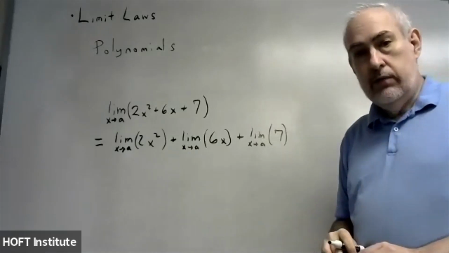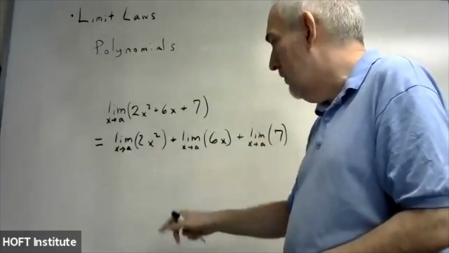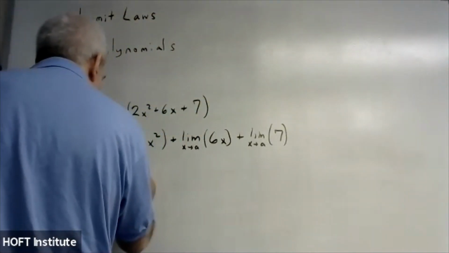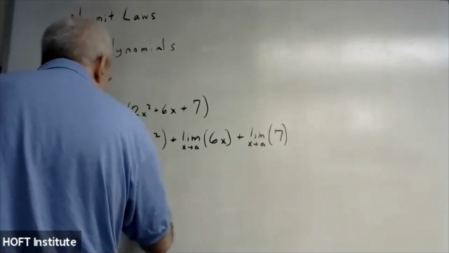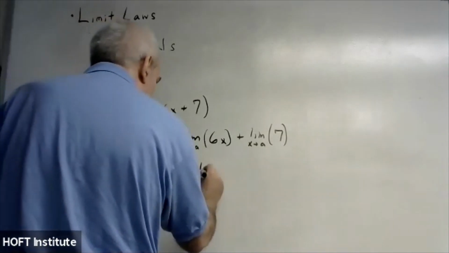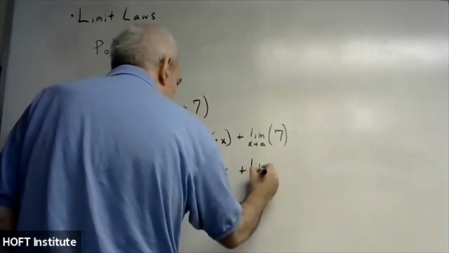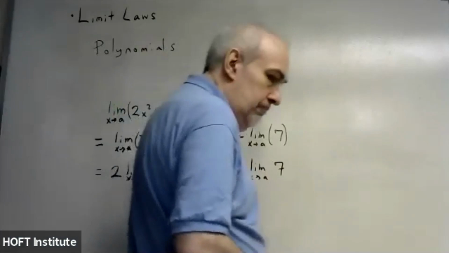And then by the constant multiple rule, you can factor this constant 2 outside this limit and this 6 outside of that limit. So then you would have 2 times the limit as x approaches a of x squared, plus 6 times the limit as x approaches a of x, plus the limit as x approaches a of 7.